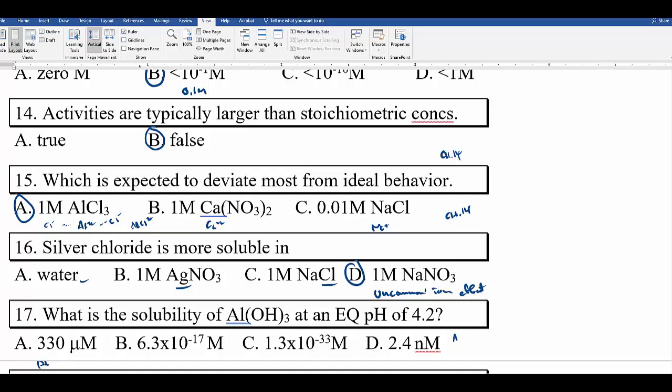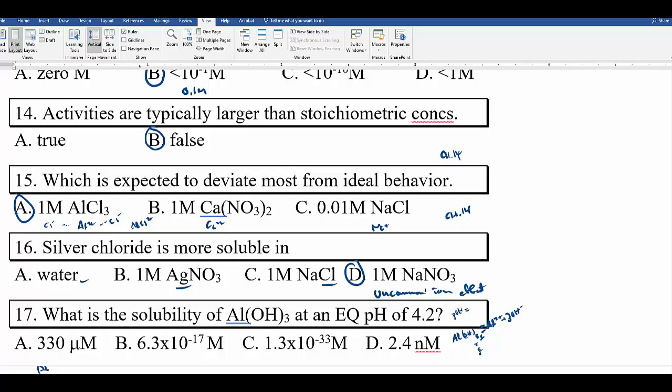Here, the solubility. This is just aluminum hydroxide solid going to Al3+ plus 3 hydroxide. We have an equilibrium, so it doesn't matter what the initial and change are. We want the equilibrium. So the equilibrium is a pH of 4.2, which is a pOH of 9.8, which is a hydroxide concentration at equilibrium of 10 to the minus 9.8. Let's do that.